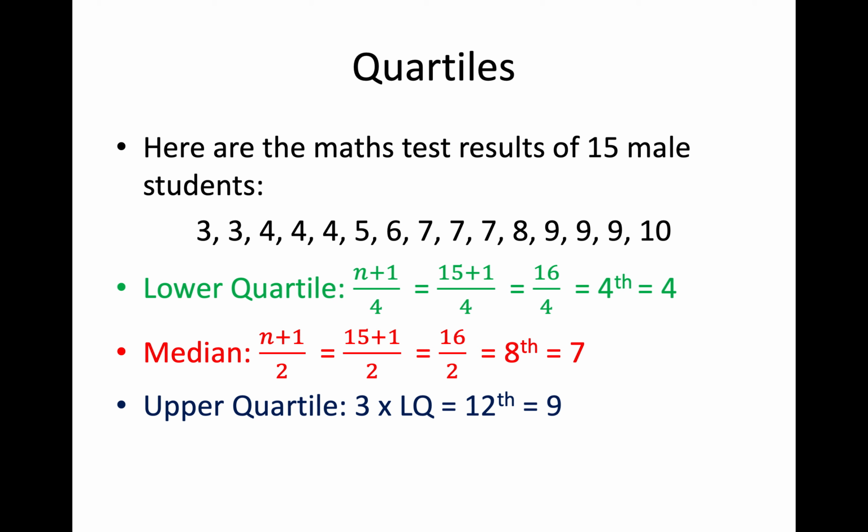And then the upper quartile is essentially 3 times the lower quartile. The lower quartile was 4, 3 times 4 is 12. You look for the 12th value there. And what you should spot is that the upper quartile is 4 from the top, as the lower quartile is 4 from the bottom up. And you can see the symmetry there.